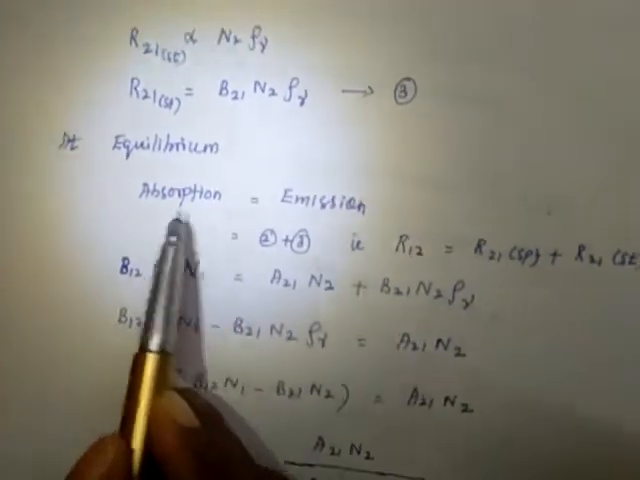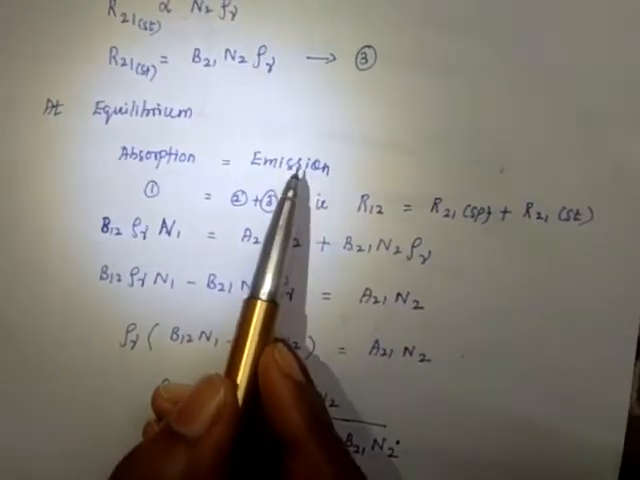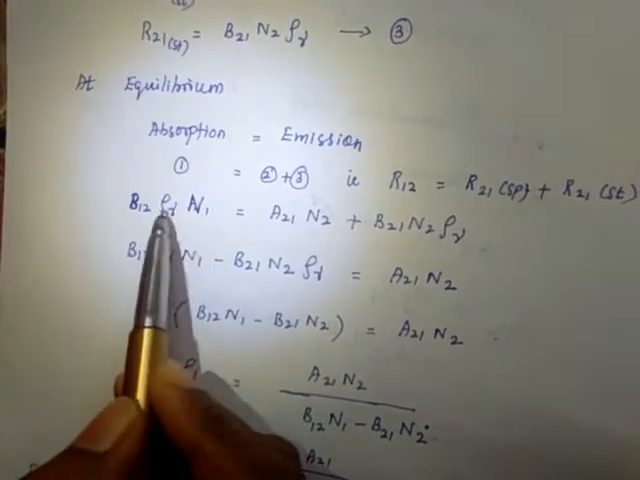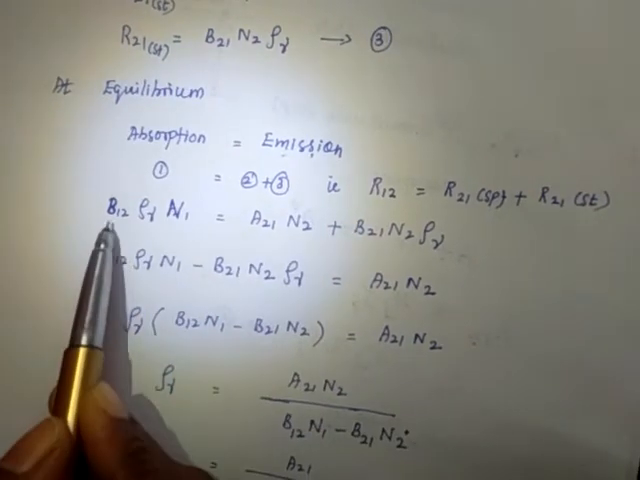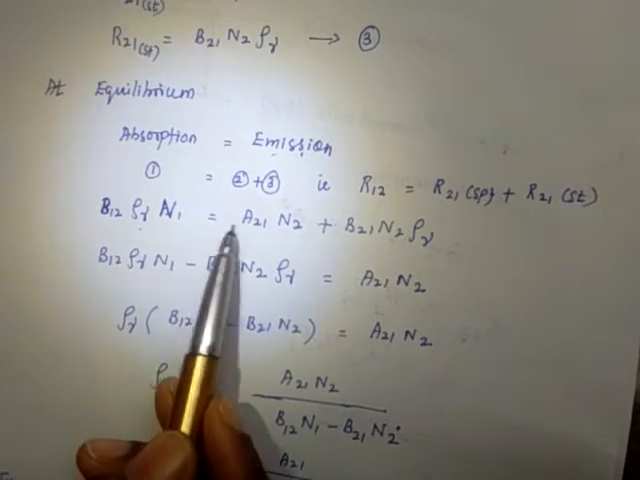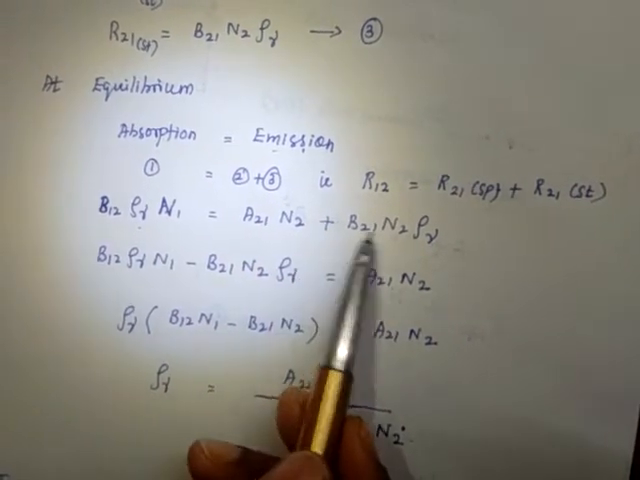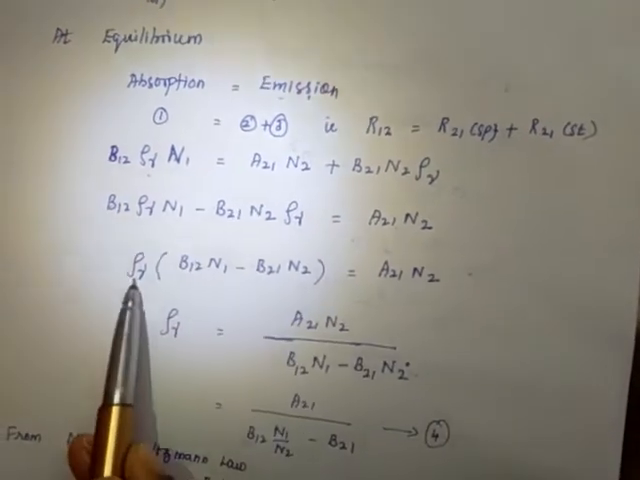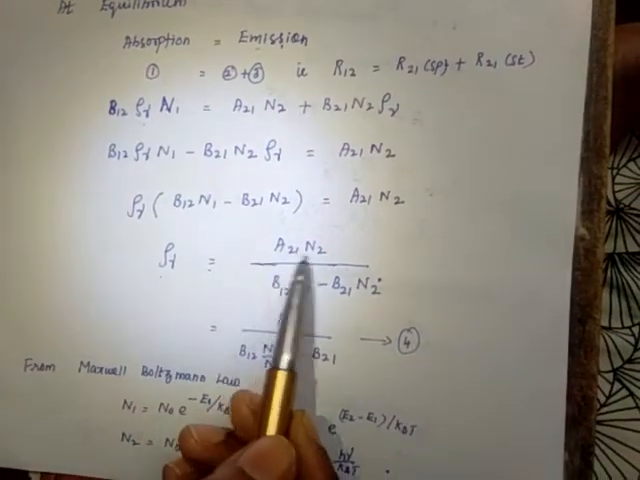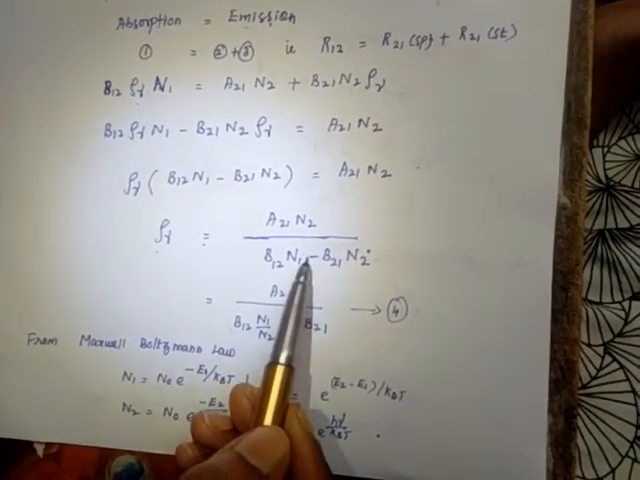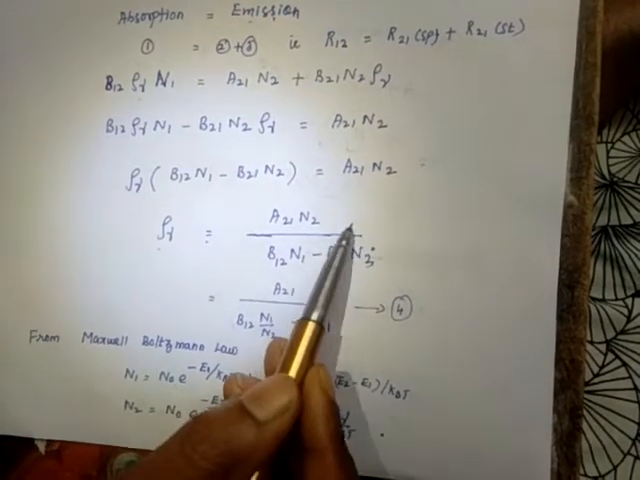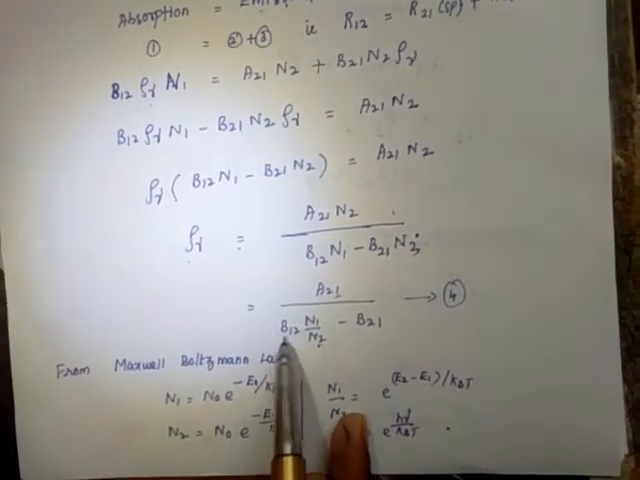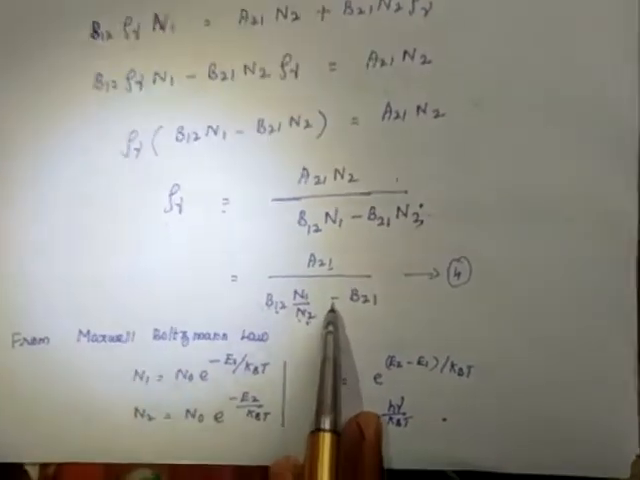At equilibrium condition, absorption is equal to emission. We have already written the equations: first equation, second equation, third. From that we write absorption equals emission. So we get B12 rho nu N1 equal to A21 N2 plus B21 N2 rho nu. In this, rho nu is common, so take it outside. So rho nu is equal to A21 N2 divided by B12 N1 minus B21 N2. Dividing the numerator and denominator by N2, we get A21 divided by B12 N1 by N2 minus B21.